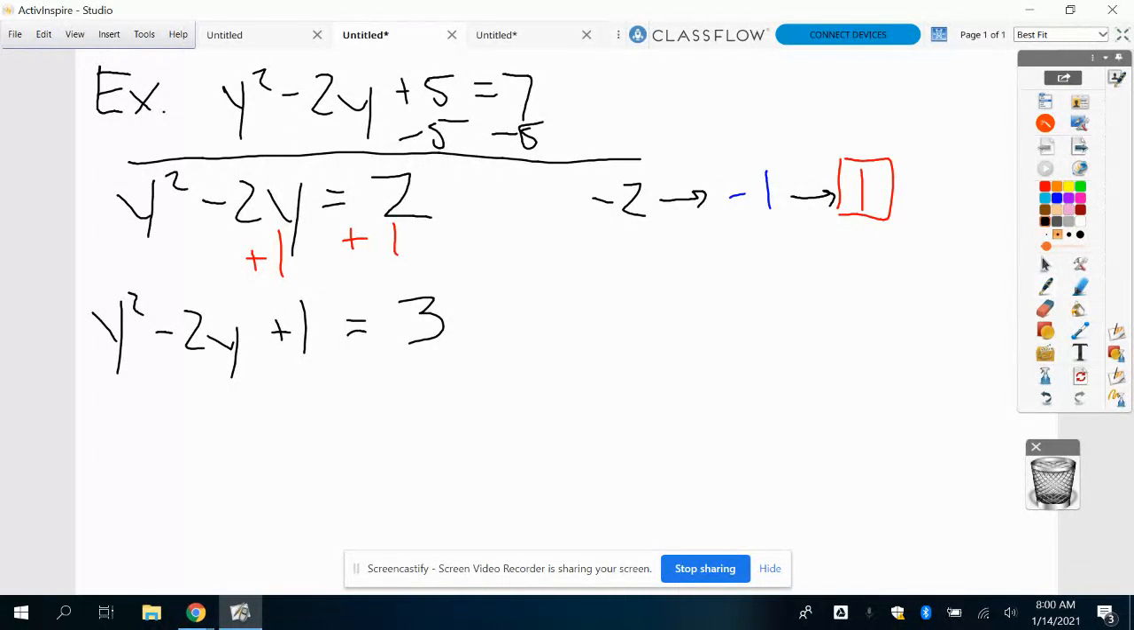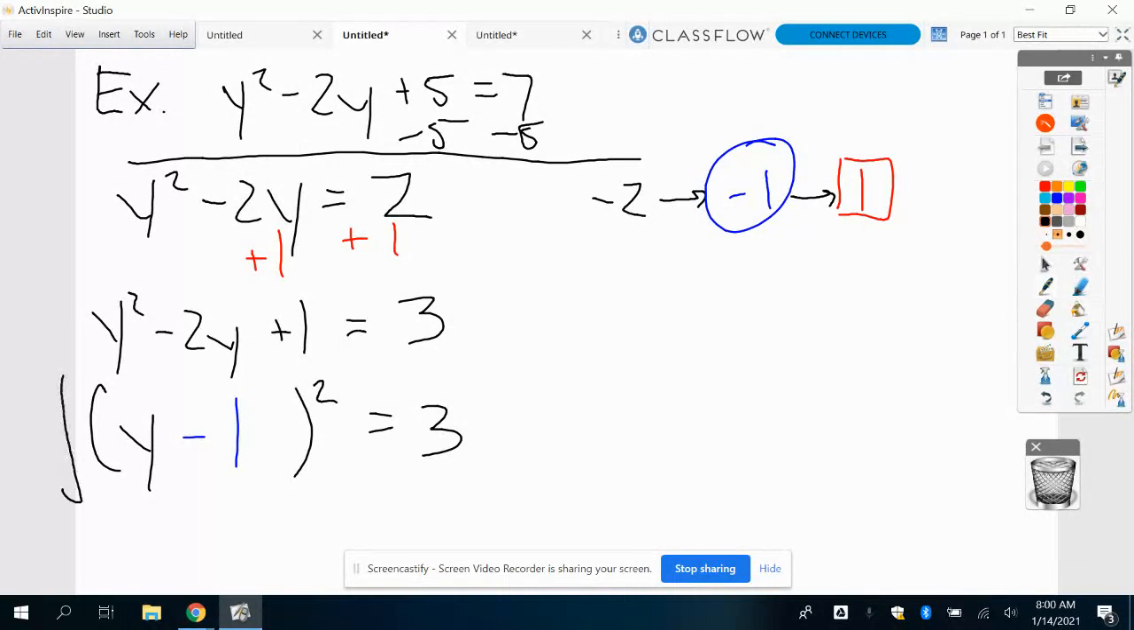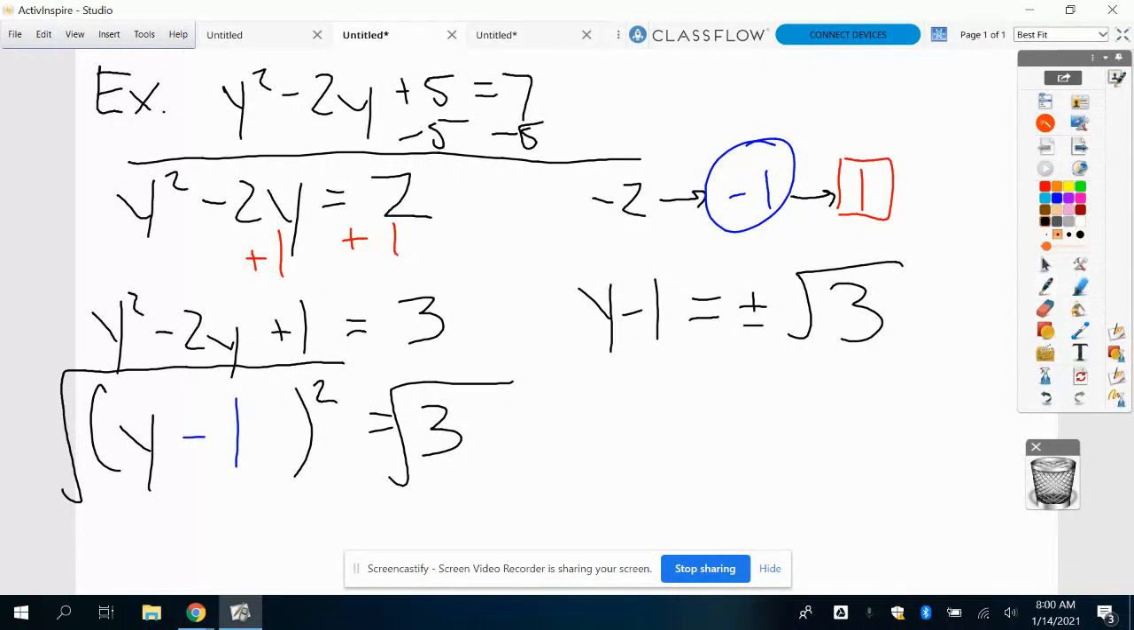Then we factor. So our factor becomes y some integer squared equals 3. And the integer we want to use is right here. So it's y minus 1 squared equals 3. Then we want to square root both sides. When we do that, I'm going to write it over here, we get y minus 1 equals plus or minus the square root of 3. Square root of 3 can't be simplified, so that's as far as you can go.